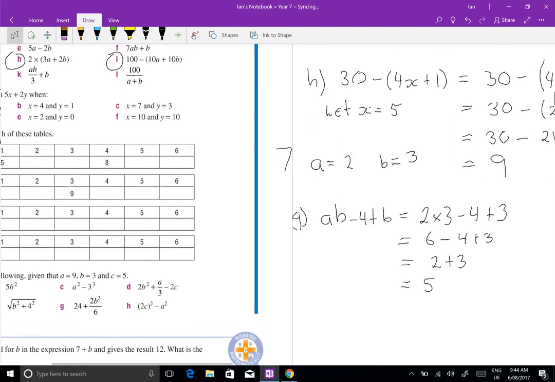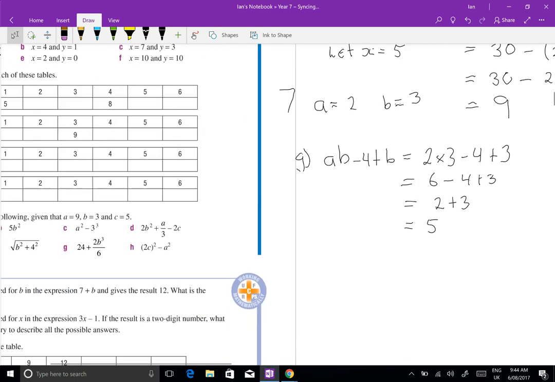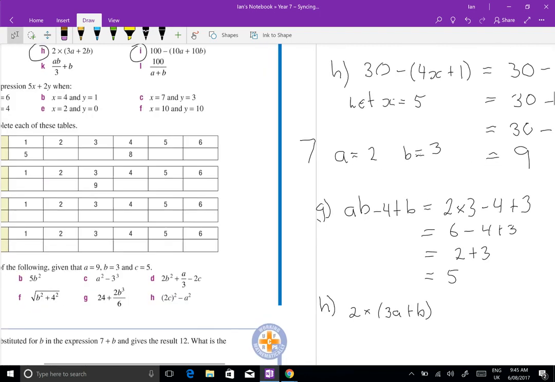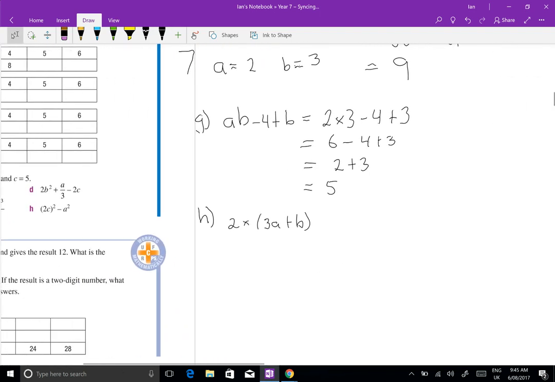The next one, H. 2 times 3A plus B. 2 times 3A plus B. And that's in brackets, just double check. So again, we just put a 2 in for A. Remember, that's 3 times A, so 3 times 2. And we put a 3 in for B. And then we just do the algorithm. 3 times 2 is 6 plus 3. 2 times 6 plus 3 is 9. 2 times 9 is 18.